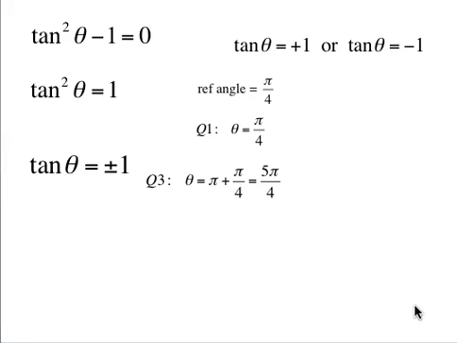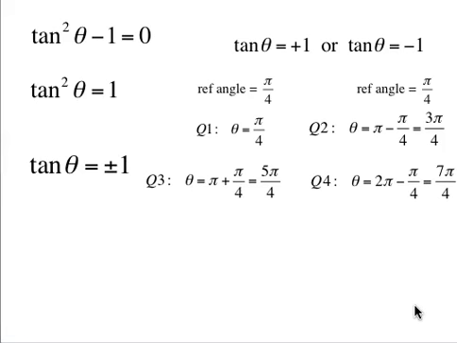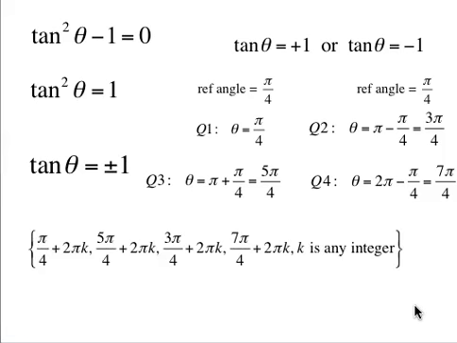Tangent of theta is negative 1. Again, reference angle is pi over 4. But tangent is negative in quadrant 2 and quadrant 4. Quadrant 2, pi minus pi over 4, 3 pi over 4. Quadrant 4, 2 pi minus pi over 4, 7 pi over 4. So we have those four answers, and we could say plus 2 pi k on each.